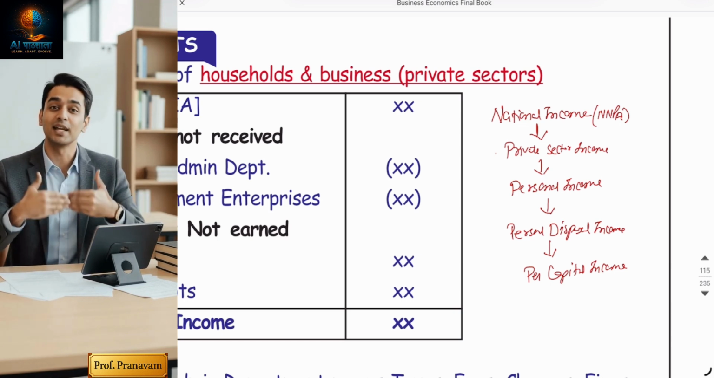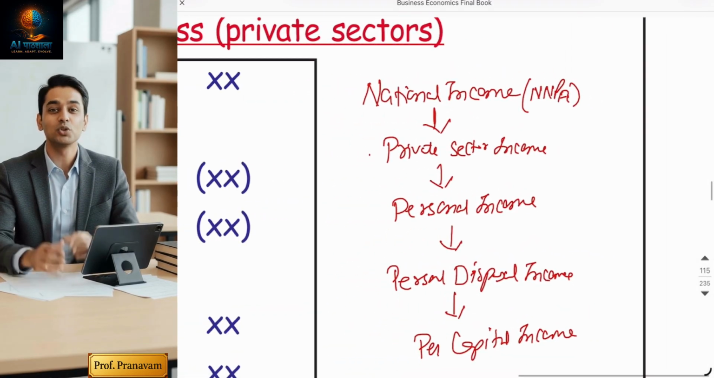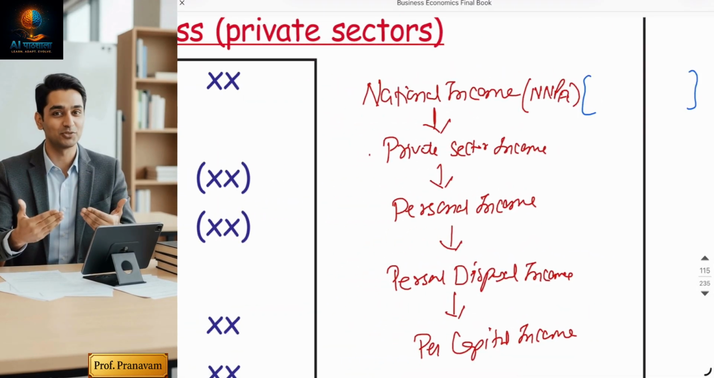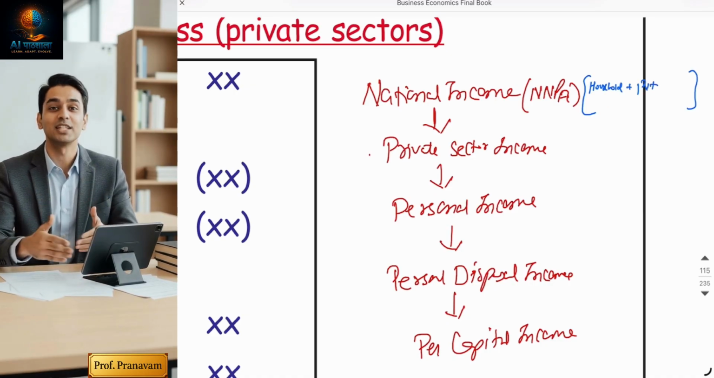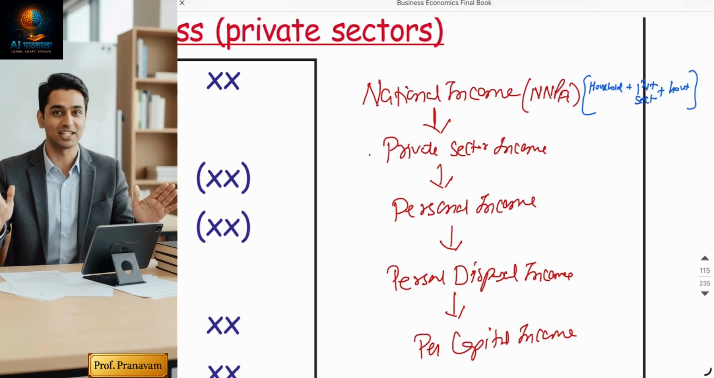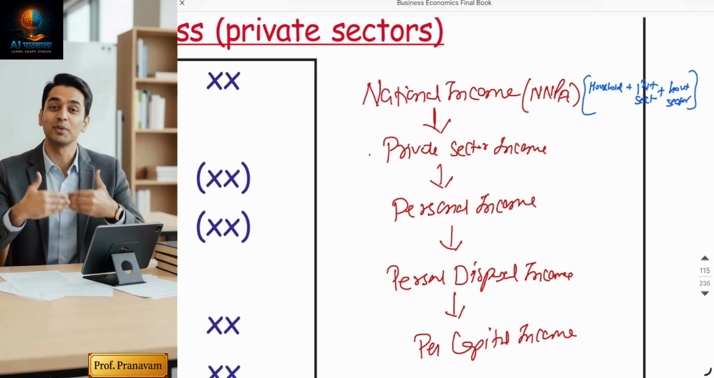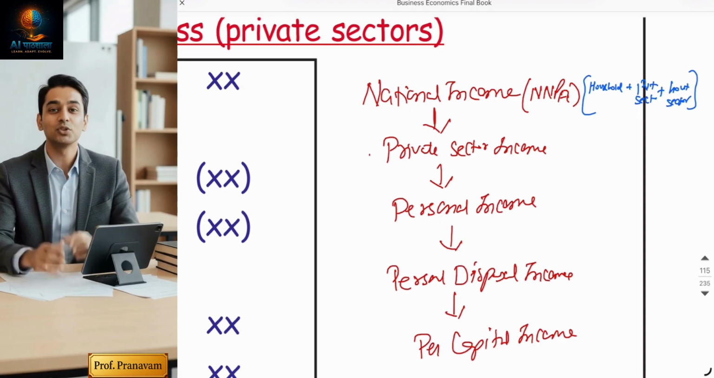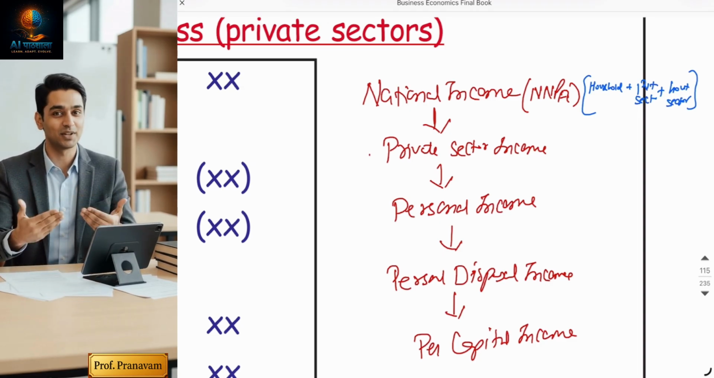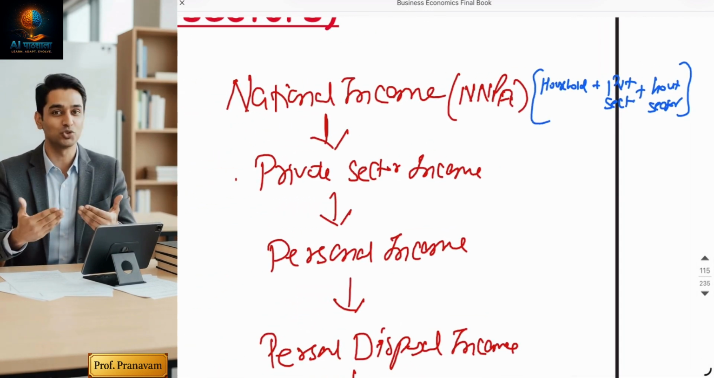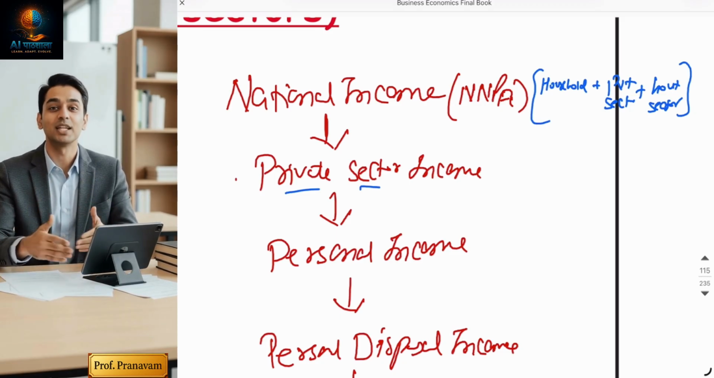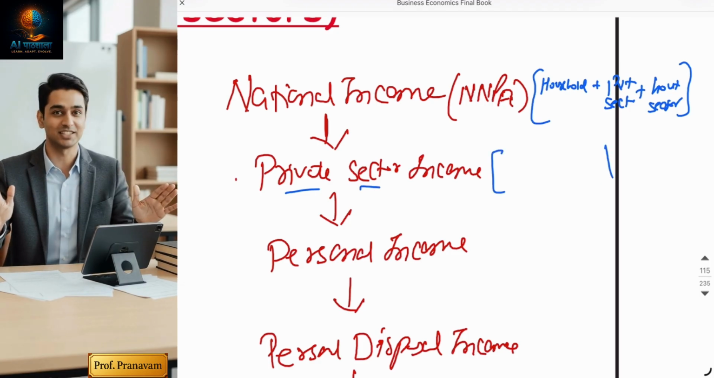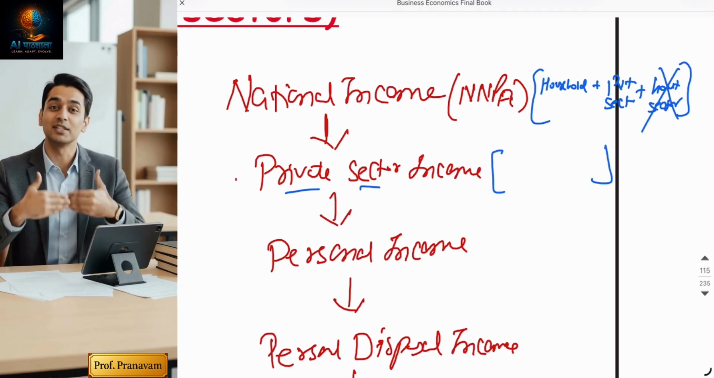Let us understand the simple differences. National income means the income of the entire nation, in which household plus private sector plus government sector is involved. When you add the income of all three, you get national income because a country comprises these three. Now I want private sector income, which is a narrower concept than national income, and it is derived from national income only. So when I say private sector income, just remove the government and you'll get private sector income.